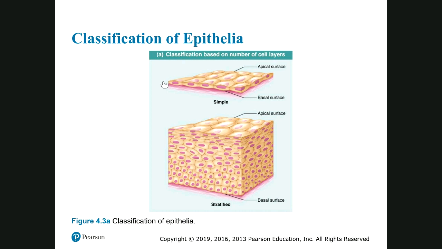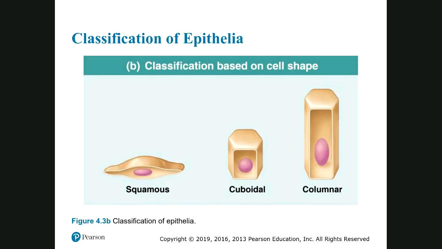Stratified epithelial tissue is composed of 2 or more layers stacked on top of each other. Stratified epithelial tissue is common in high abrasion areas where protection is important, such as the skin or the mouth. The epithelium's second name describes the shape of its cells.